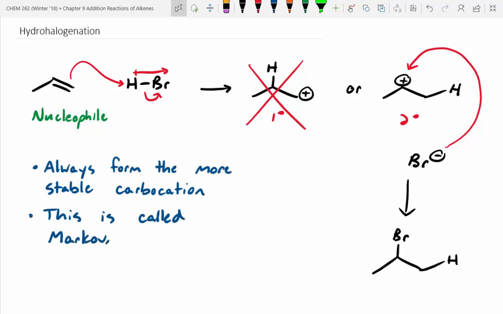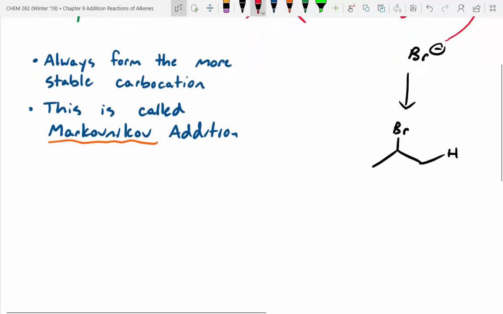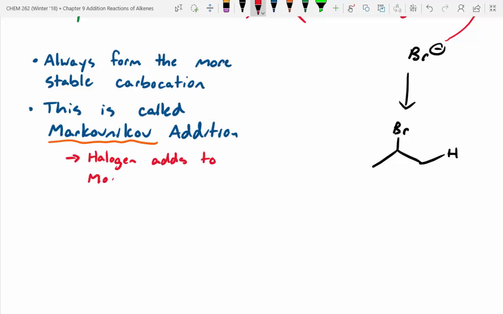Markovnikov addition. And this is named after the scientist who basically discovered the fact that the bromine that's added in is always getting added into the more substituted carbon. All right, so that's an important thing to remember, that new term.